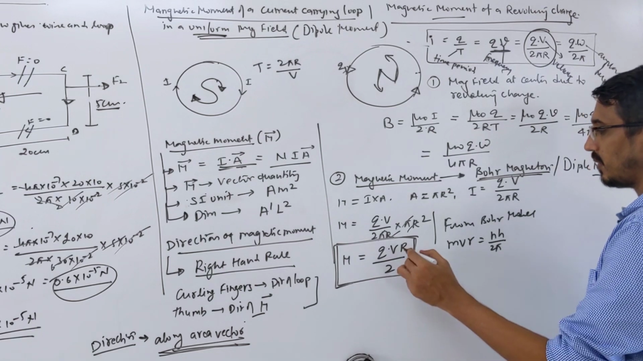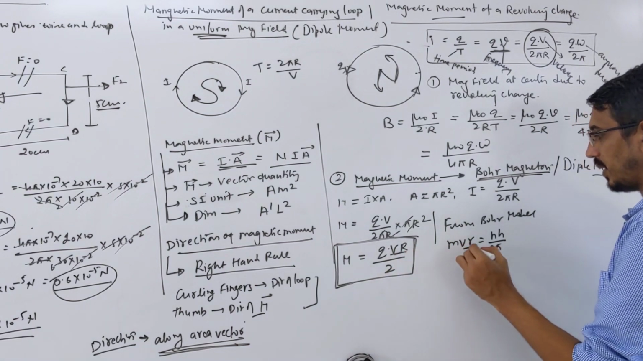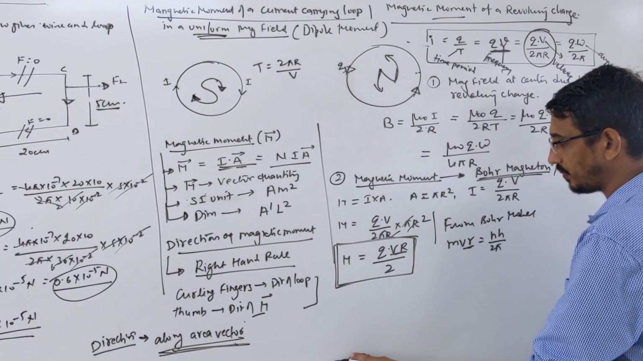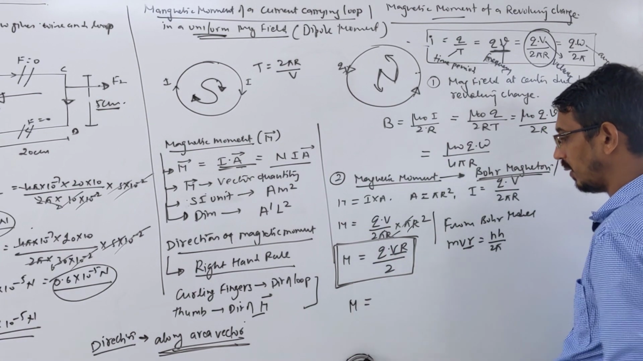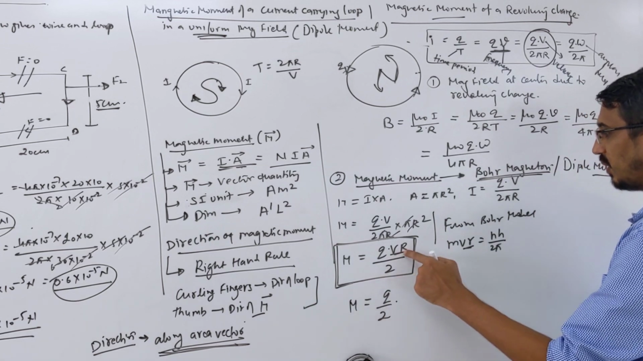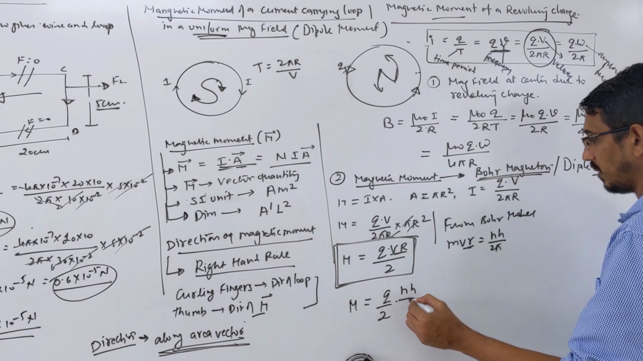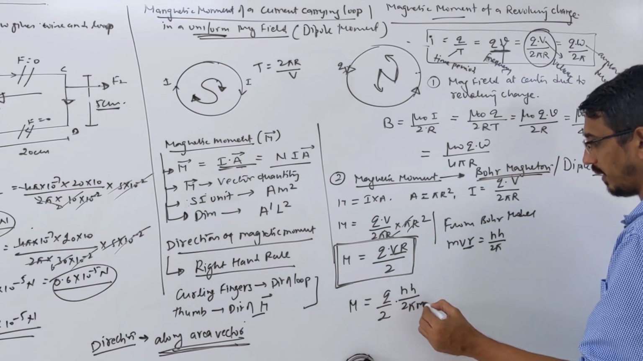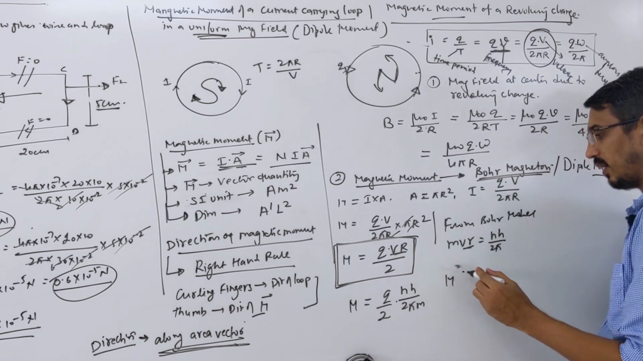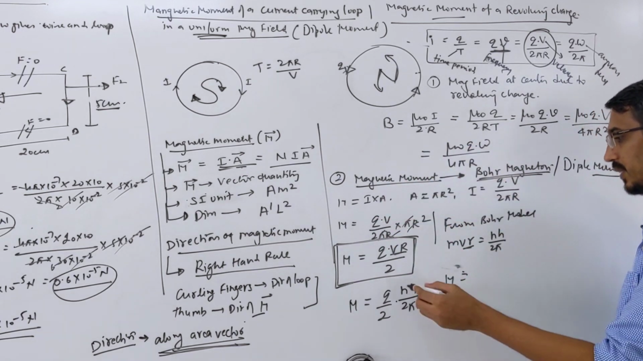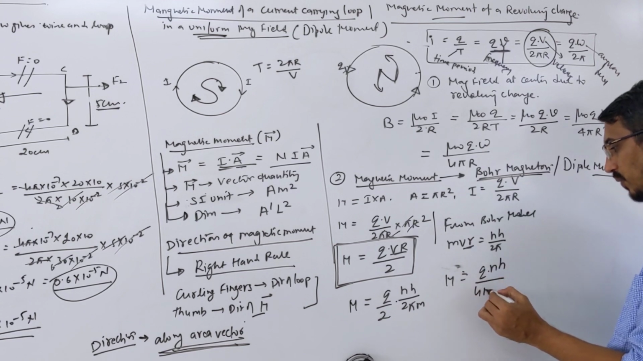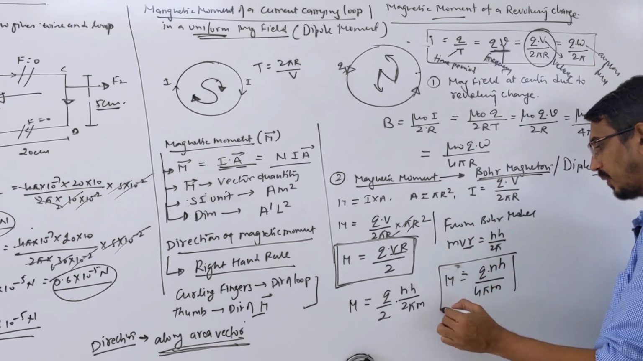Yes. So let's replace the values of v and r, velocity and radius. So velocity times radius is nh upon 2 pi m. I replace it here, and look what I'm getting. We have q by 2, and replacing this value, it becomes nh upon 2 pi m. So this is the magnetic moment of any charge moving in a circular path. So the answer is q nh upon 4 pi m.